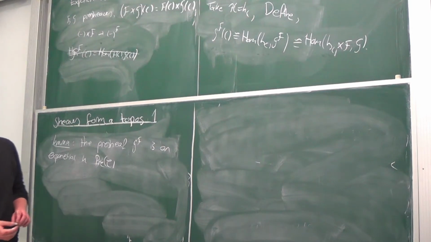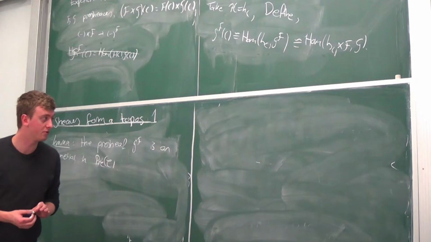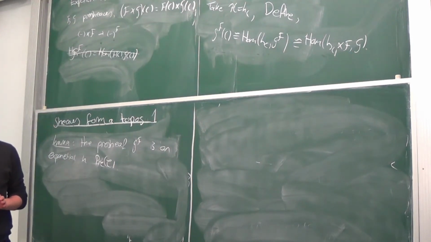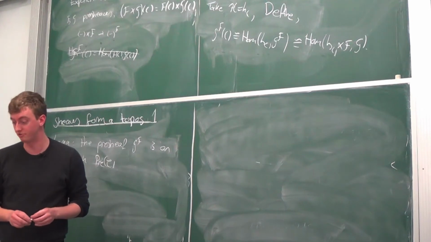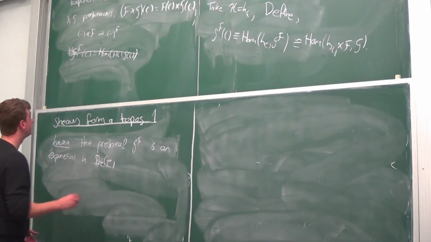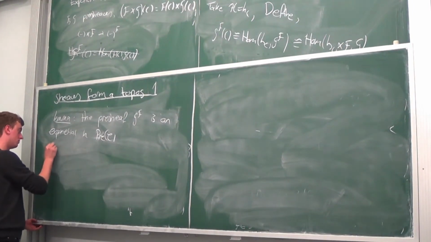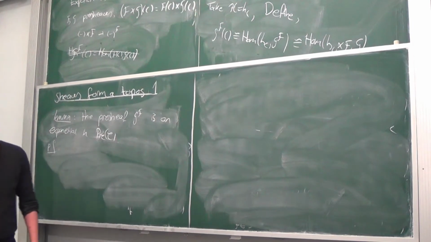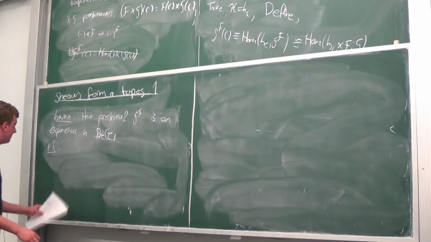So what we're going to do is we're going to actually prove that this adjoint condition holds. In order to do that, we're going to use one of the many standard characterizations of adjoint functors. So to begin, we're going to write down.